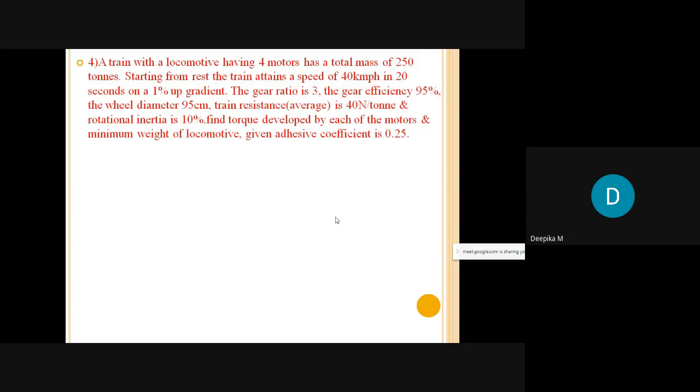A train with a locomotive having 4 motors has a total mass of 250 ton. Starting from rest, the train attains a speed of 40 km per hour in 20 seconds on a 1% up gradient, and the gear ratio is 3. The gear efficiency is 95%, and the wheel diameter is 95 centimeter. The train resistance is 40 Newton per ton, and the rotational inertia is 10%. Find the torque developed by each of the motors, and the minimum weight of the locomotive given the adhesive coefficient is 0.25.